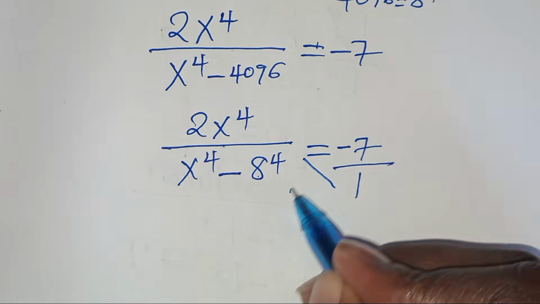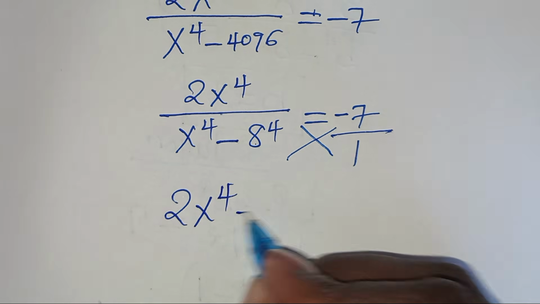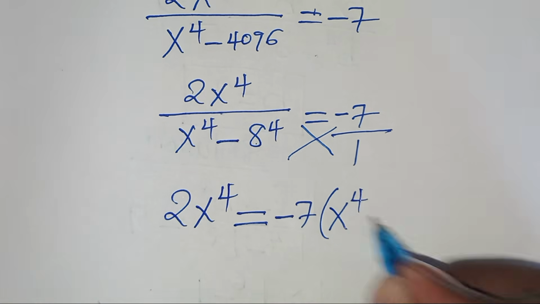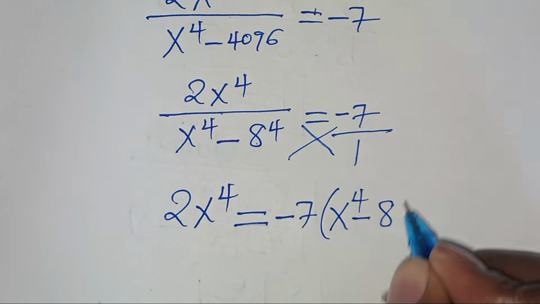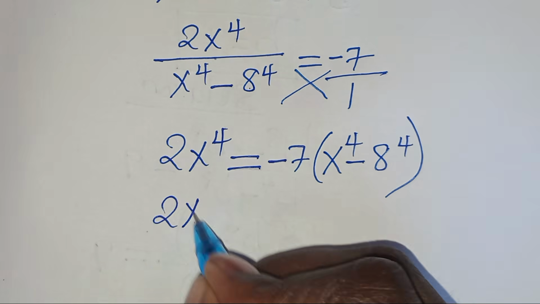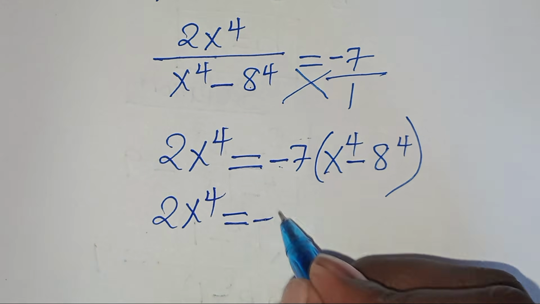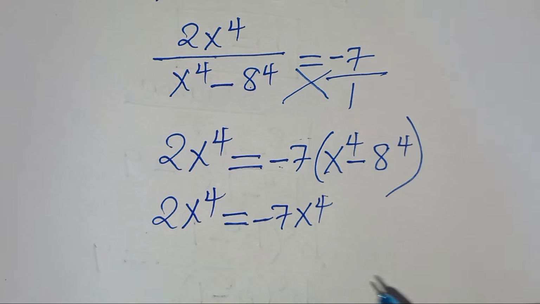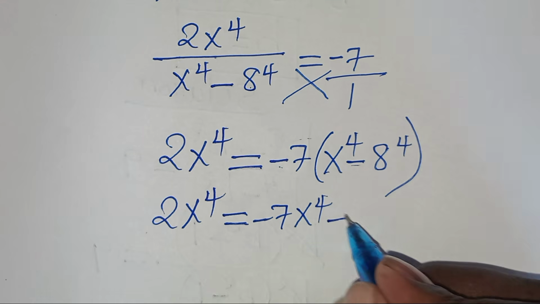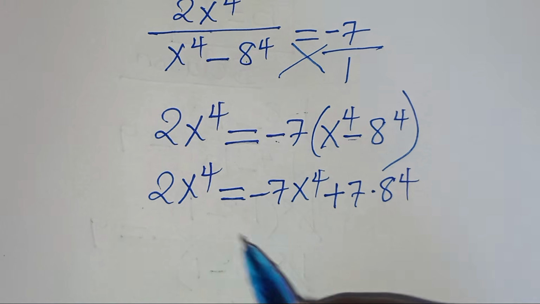So again, we cross multiply here so that we have 2x to the power of 4 times 1. This is equal to negative 7 multiplied by x to the power of 4 subtract 8 to the power of 4. So this means we have 2x to the power of 4 equal to negative 7 times x to the power of 4, this is minus 7x to the power of 4. Then negative 7 times minus 8 to the power of 4 becomes plus 7 multiplied by 8 to the power of 4.